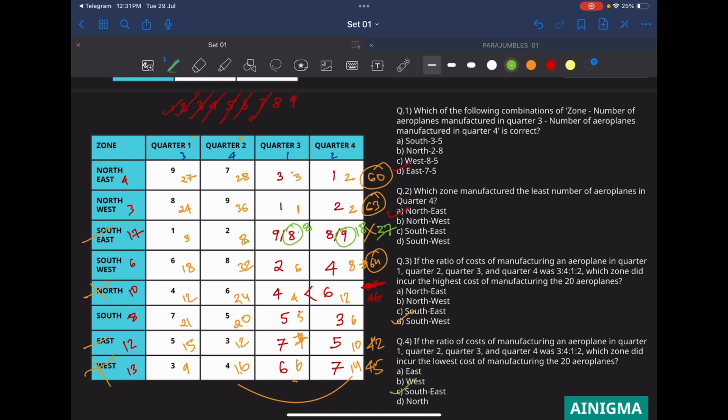Hence, this is, I will say, a pretty moderate difficulty set. You can solve this pretty easily. And I hope you like this set, and we will keep on adding new and new sets as time goes on.